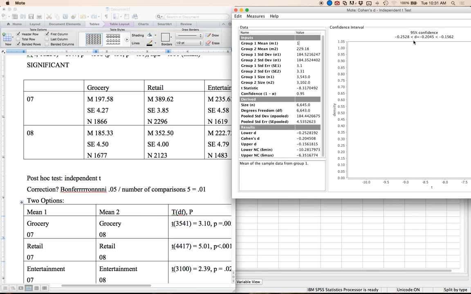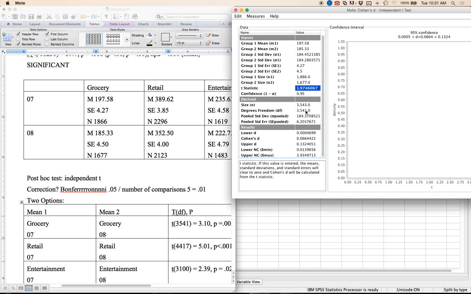All right, so I got 197.58 versus 185.33. I'll skip my two standard deviations because I have standard error. And then I definitely need N, so 1866 and 1677. So that first effect for Cohen's D, wow, it's really small, 0.07. Did I do that right? You know what? Looks like it. Okay, so it's really tiny.